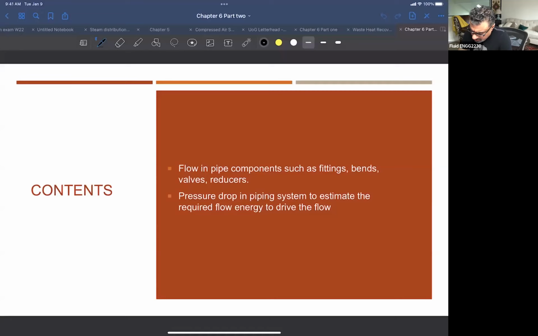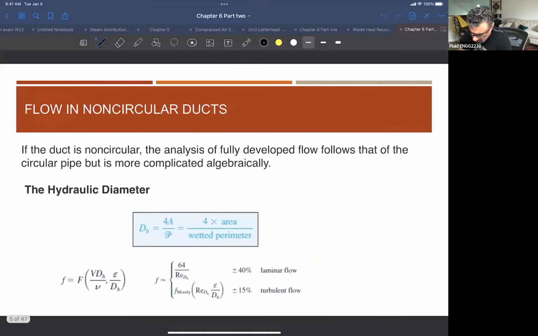And again, the pressure drop in the piping system determines the flow energy to drive the flow. Okay, at the end, we're going to find out what size pump we need to put on this pipeline in order to drive the flow at these rates. Okay, not all the pipe is circular, right? How about if these pipes are non-circular?